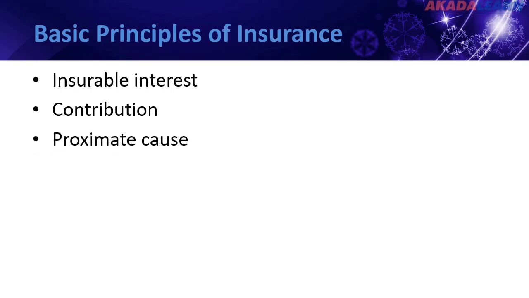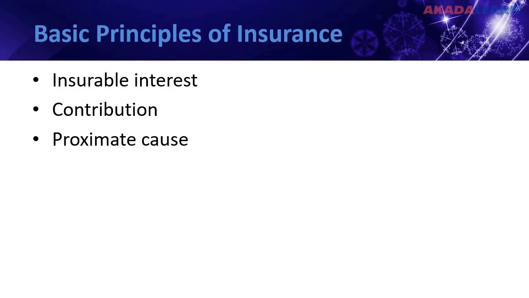Next is proximate cause. The principle of proximate cause states that there must be a close connection between the loss actually suffered and the risks for which insurance has been taken out. Example is, if Mr. Ayo insures his house against fire accidents, but the house collapses, the insurance company will not pay compensation because the risk cover is fire accident and not collapse.